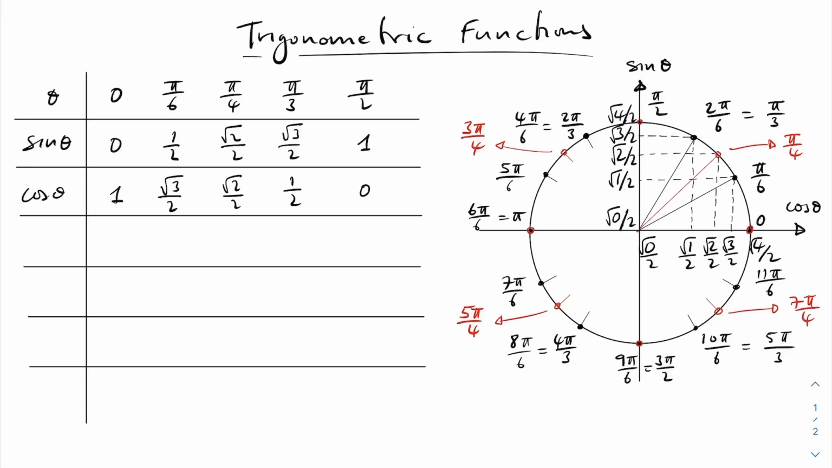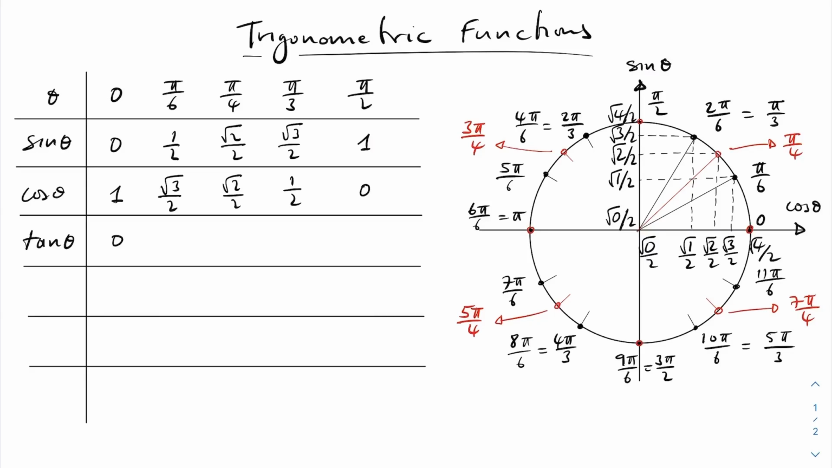Okay, so once you have the sine and cosine, you can go ahead and fill the rest of this table without needing the circle anymore. And so we know that tangent is equal to sine over cosine, so the tangent of 0 here is going to be 0 divided by 1, which is 0. The tangent of pi over 6 is going to be 1/2 divided by the square root of 3 over 2.